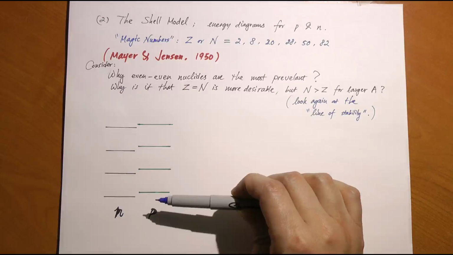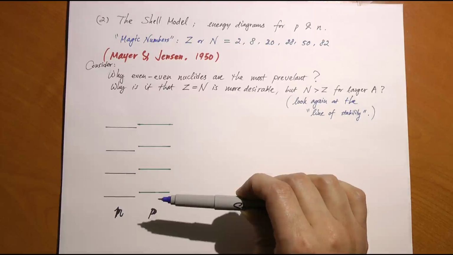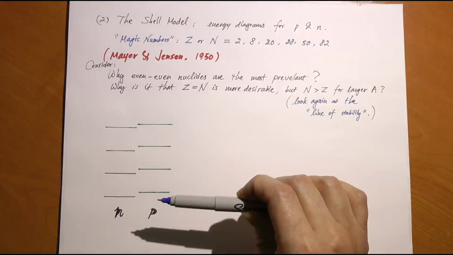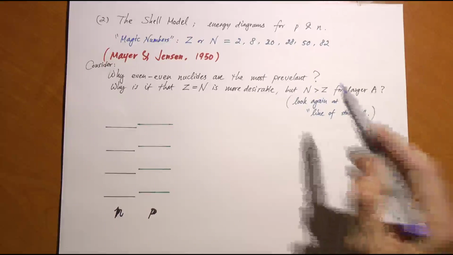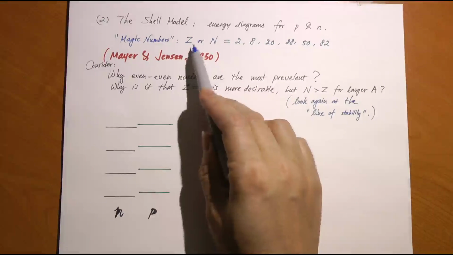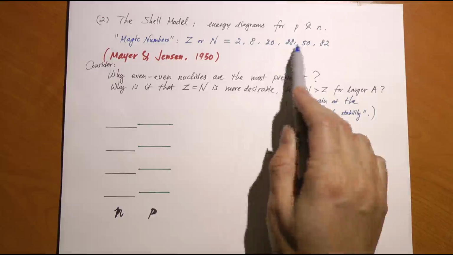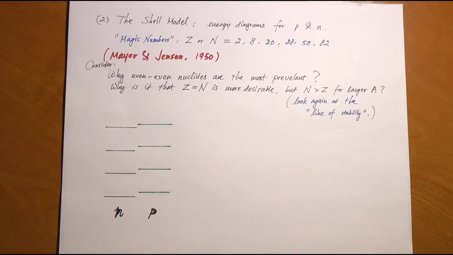Okay. Now, why is the shell model so useful? What did it accomplish? It explains things that the liquid drop model couldn't explain, and that's the so-called magic numbers. What are the magic numbers? Well, it turns out that if either Z or N, proton number or neutron number, is one of these numbers, 2, 8, 20, 28, 50, and 82, you get a relatively stable nucleus or nuclide. And therefore, that means the total energy of binding is greater per nucleon.